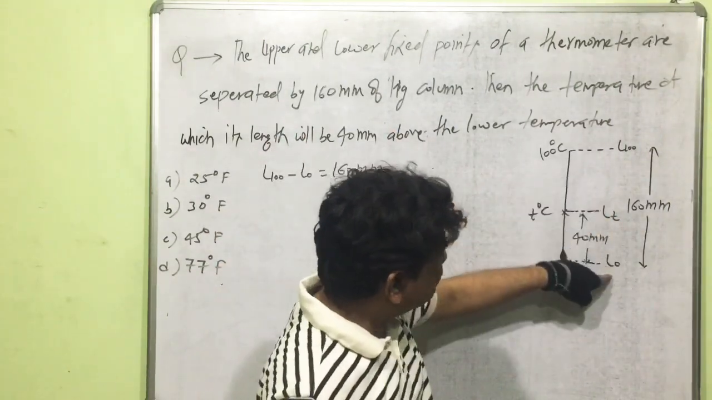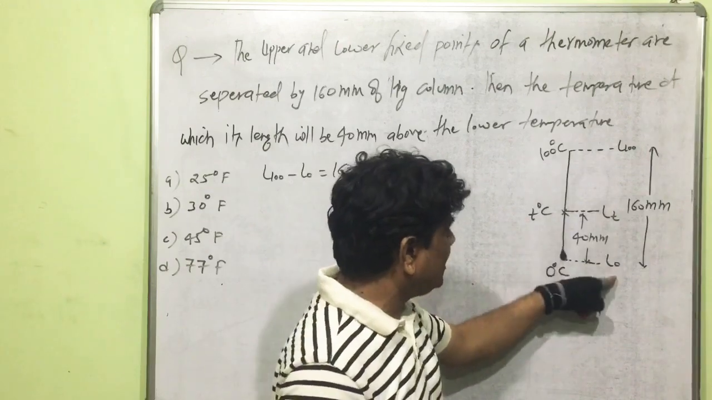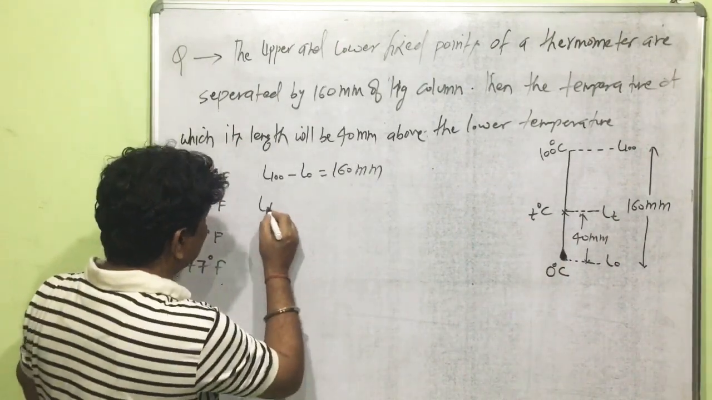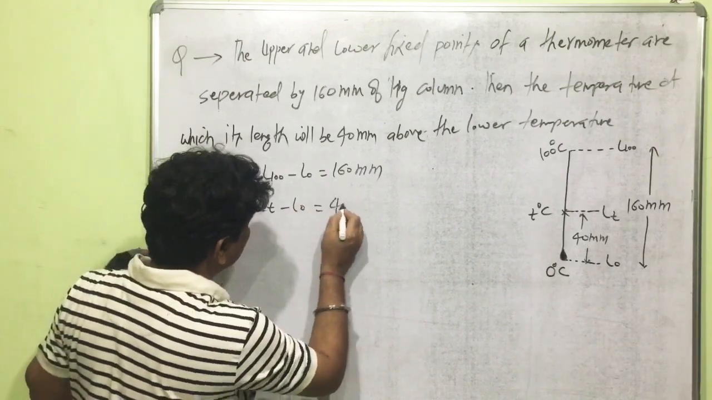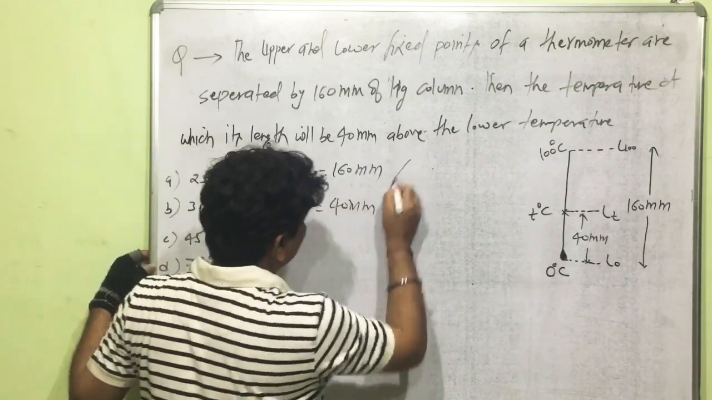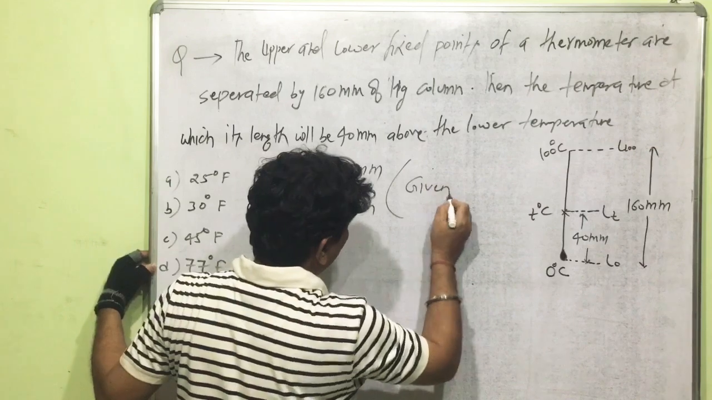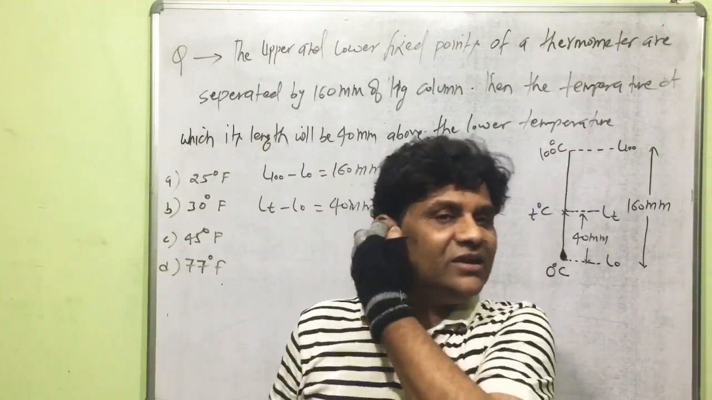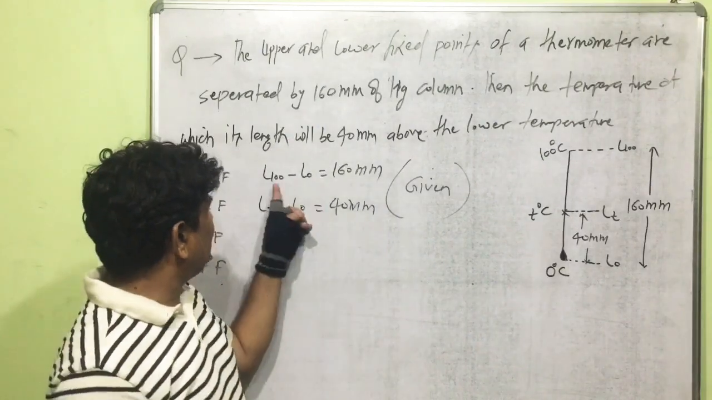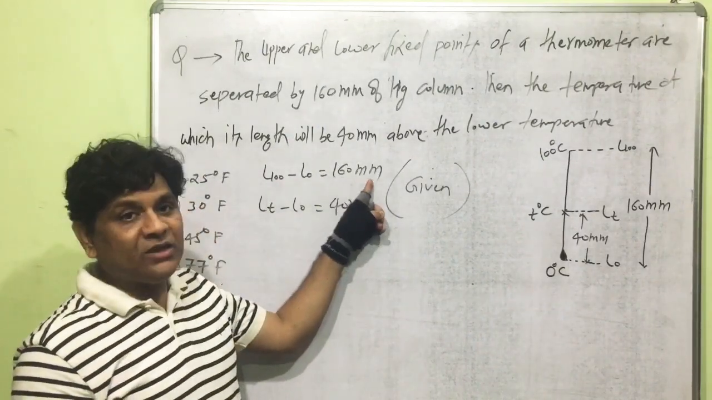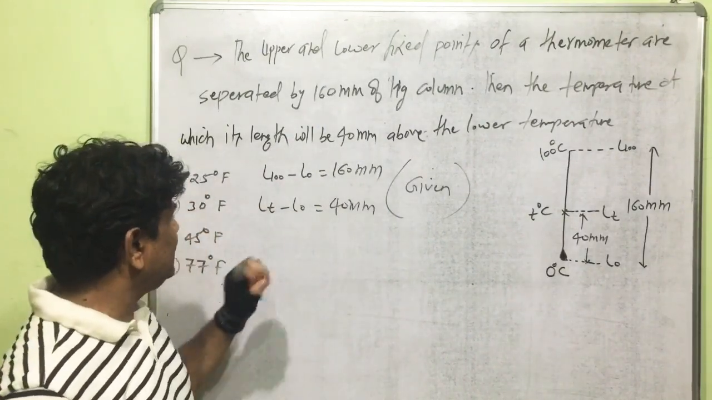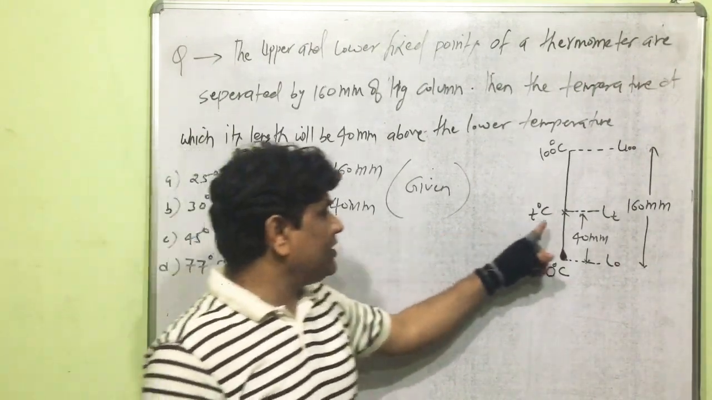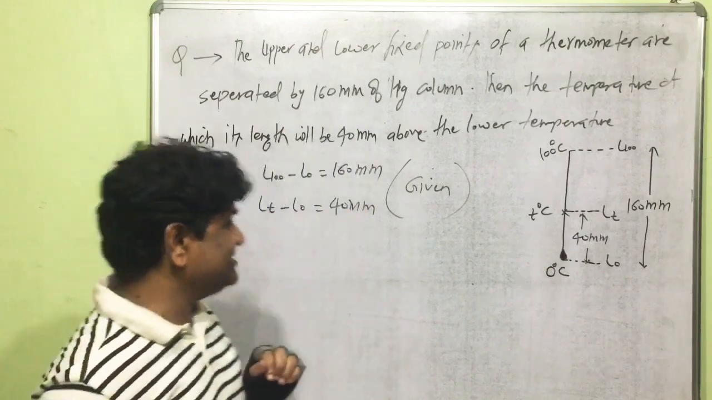So LT minus L0 is equal to 40 millimeter. Both are given, but not directly, they are indirectly given. So the upper and lower fixed points are separated by 160 millimeter and LT minus L0 is equal to 40 millimeter. We are required to find the unknown temperature T degree Celsius.